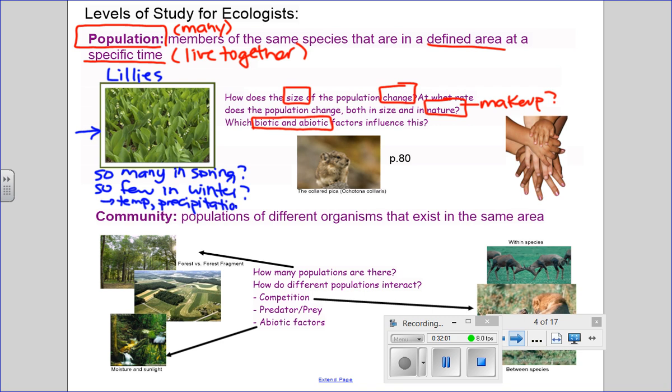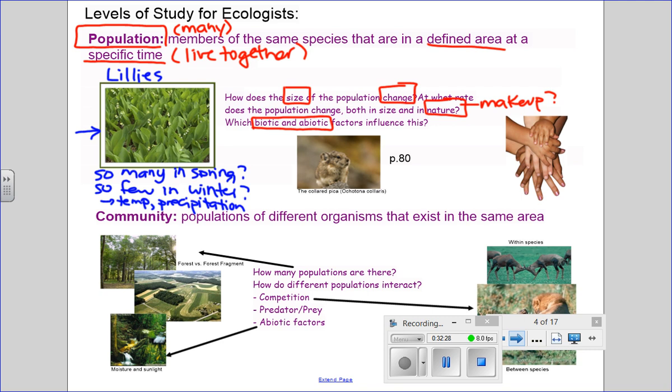Those two factors will affect how big my crop of lilies is, whether there is a lot of them or whether there are few of them. And so one of the things we're focused on is the size of the population, and the fact that it changes during seasons would be a really good example of how to study an abiotic factor that affects a population.